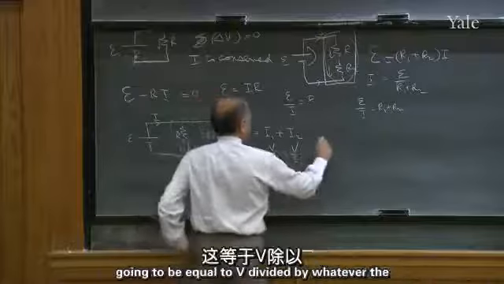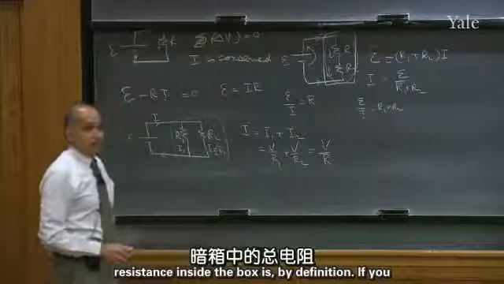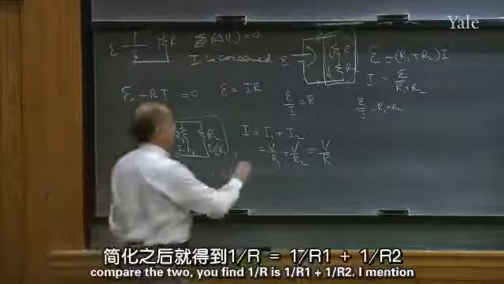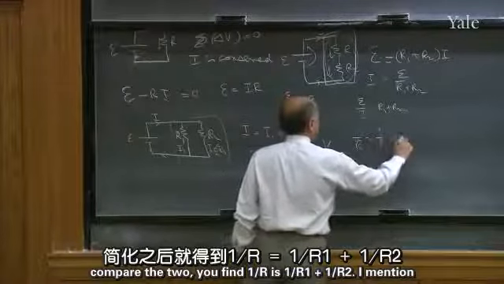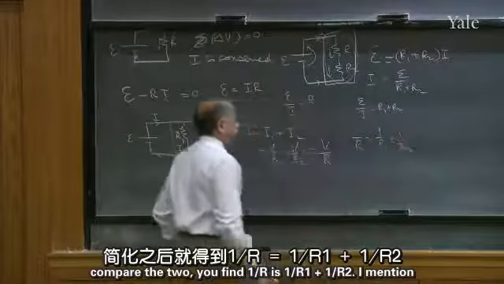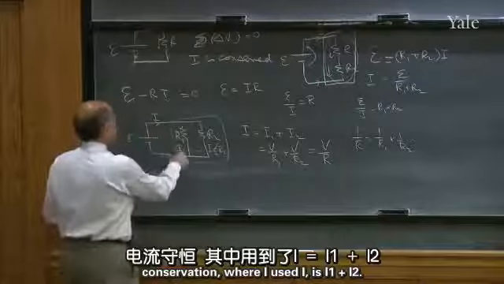And that's going to be equal to V divided by whatever the resistance inside the box is, by definition. If you compare the two, you find 1 over R is 1 over R1 plus 1 over R2. I mentioned this just to tell you that it comes from current conservation, where I used I is I1 plus I2.